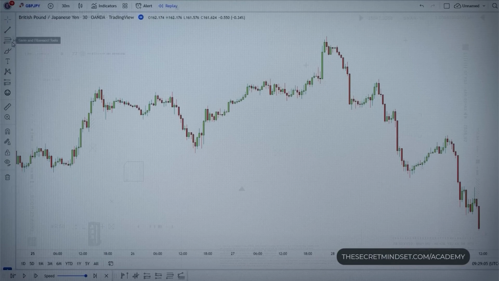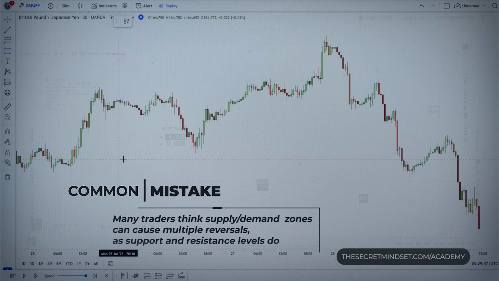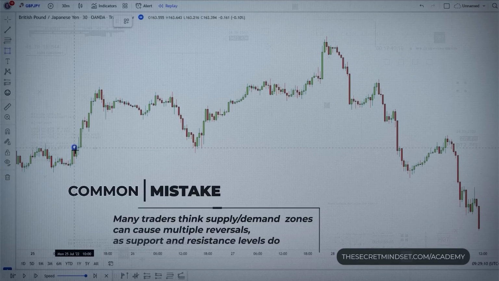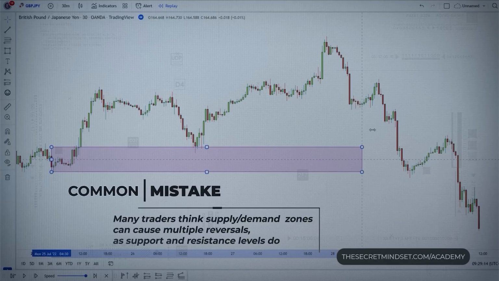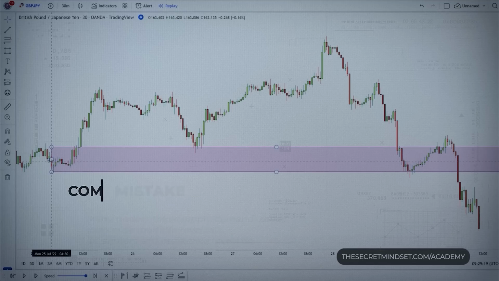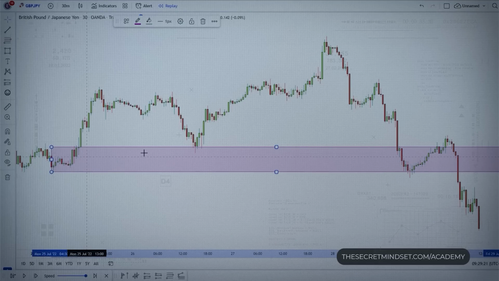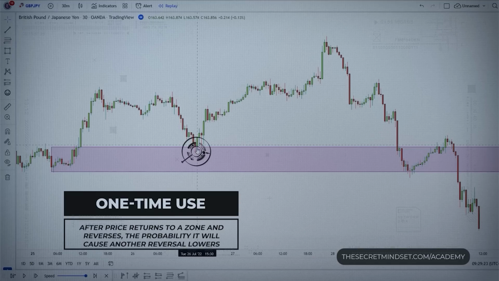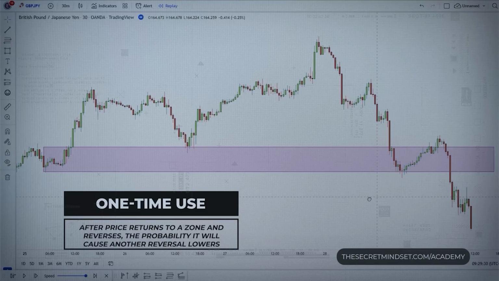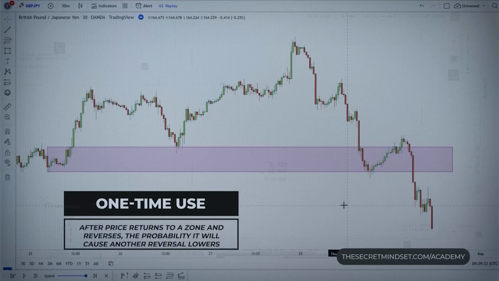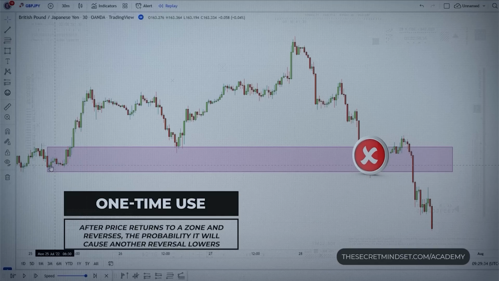Now here's a common mistake. Many traders think because supply and demand is so similar to support and resistance, these zones can cause multiple reversals as support and resistance levels do. While this makes sense, it's not true. Supply and demand zones are a one-time use. After price returns to a zone and reverses, it's better to find another area. The probability it will cause another reversal lowers.